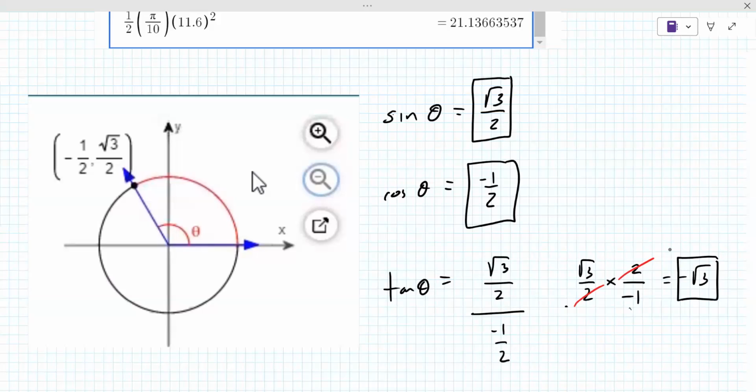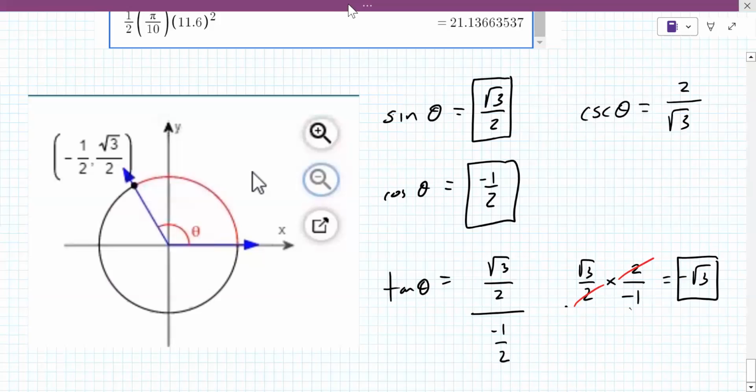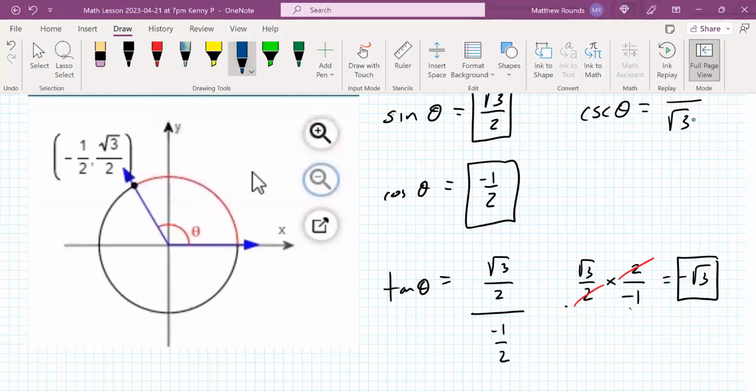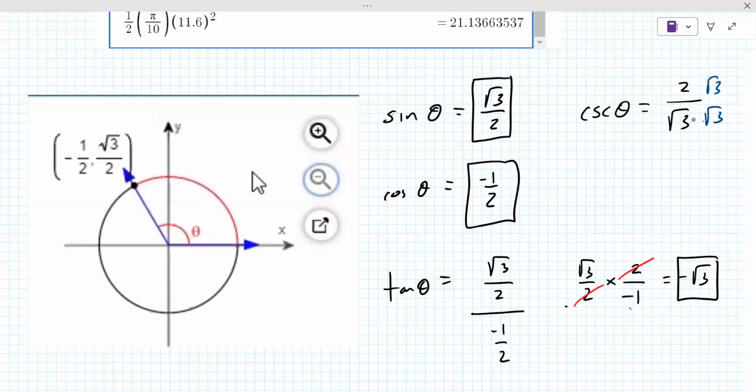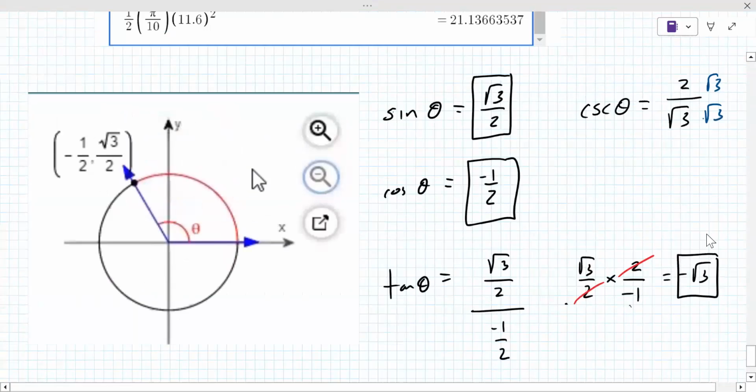Okay. How do I find secant? Is it like the reciprocal of? So the first one might be cosecant of theta, and that's the reciprocal of sine. Yeah, so it's just, oh crap, I have to rationalize. So it's like 2 times the square root of 3 over 3. Yes. Unfortunately, yeah, you do have to rationalize.